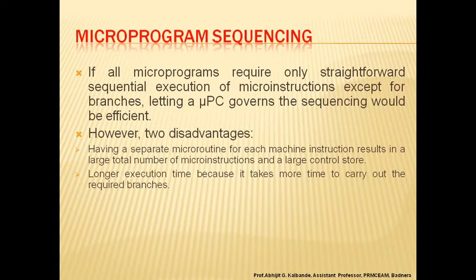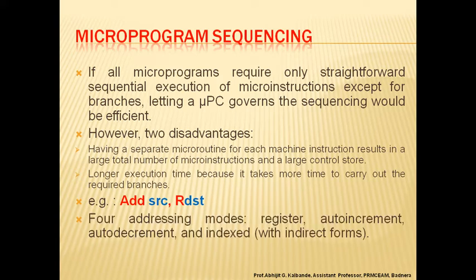Whereas in terms of execution, the other disadvantage is a longer execution time, because it takes more time to carry out the required branches. For an example, we'll take a simple one: add src to rdst.